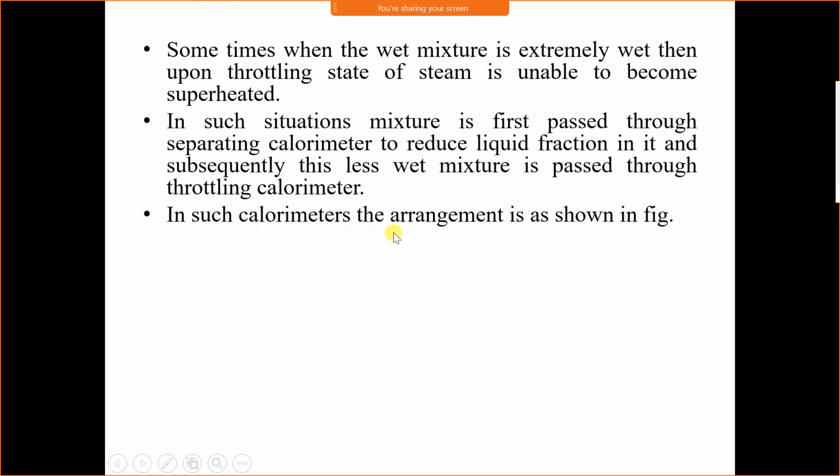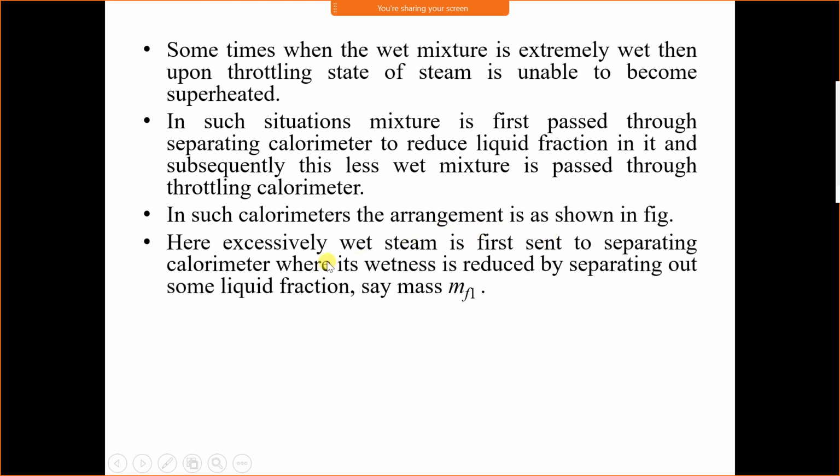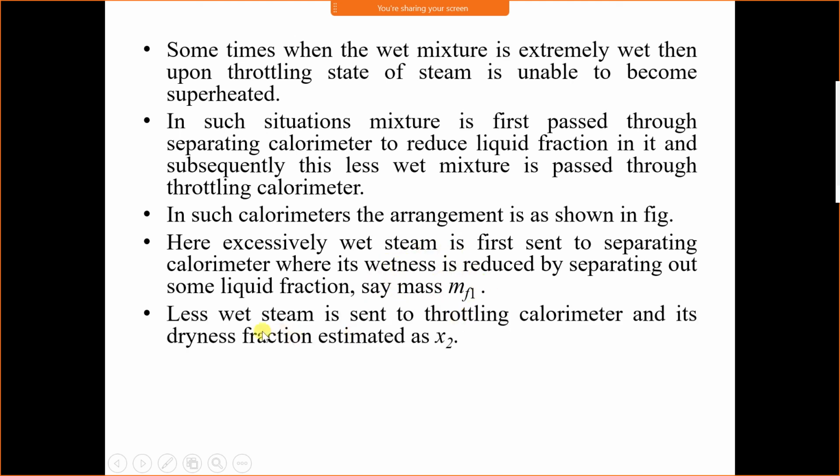In such calorimeters, the arrangement is shown in the figure. Here, excessively wet steam is first sent to the separating calorimeter. Here, its wetness is reduced by separating out some liquid fraction. The amount of liquid collected in the separating calorimeter is considered as mf1. The less wet steam is sent to the throttling calorimeter and its dryness fraction is estimated as x2. Consider x2 is the dryness fraction of wet steam entering the throttling calorimeter.